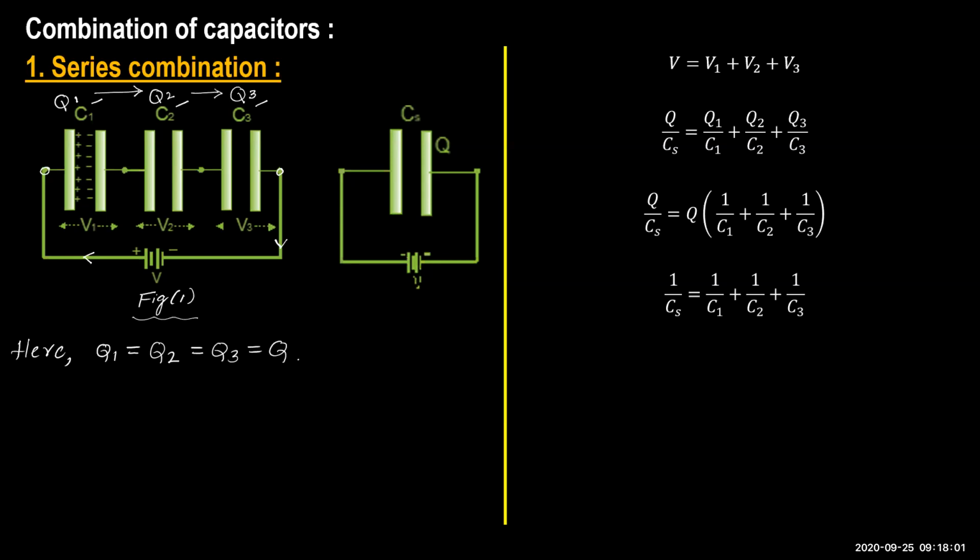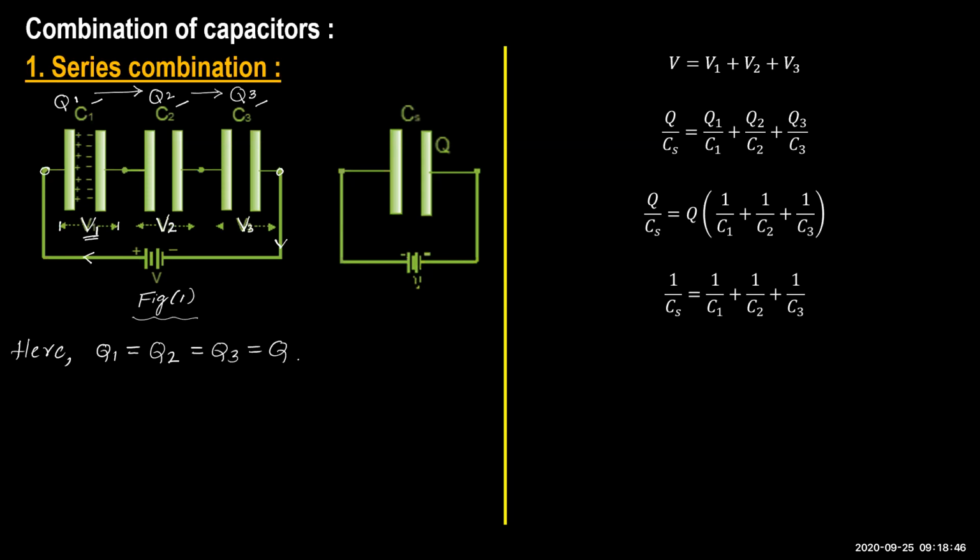But the potential difference across each capacitor will be different. Remember this. Charge stored is the same, but the potential difference is different. So V1 is the potential difference across C1, V2 is the potential difference across the capacitor C2, and V3 is the potential difference across the capacitor C3. I hope you got all these things clear? Any doubt regarding this explanation? Clear?